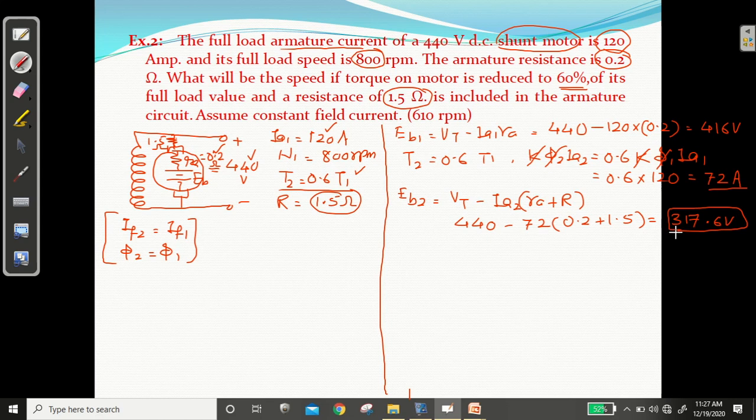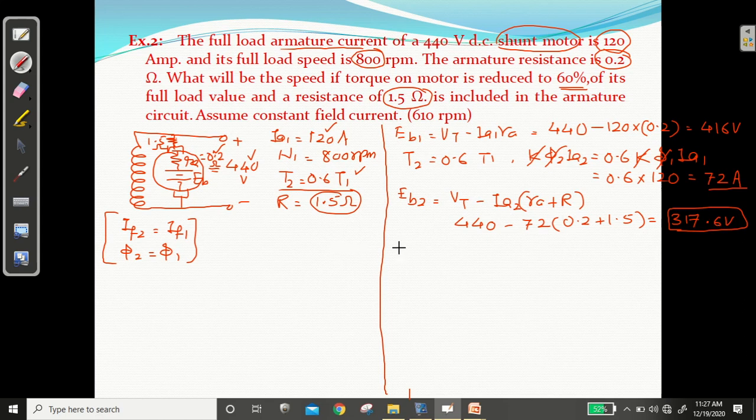EB2. And please be careful. All steps will carry some marks. For EB1 there may be 1 mark in the university examination. For IA2 you will get 1 or 2 marks. For EB2 you will get 1 mark. So if you are clear and correct up to here, you will get 3 or 4 marks like that, right?